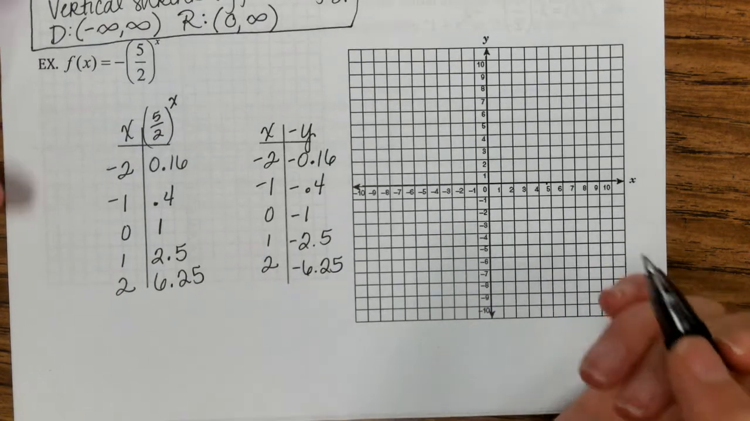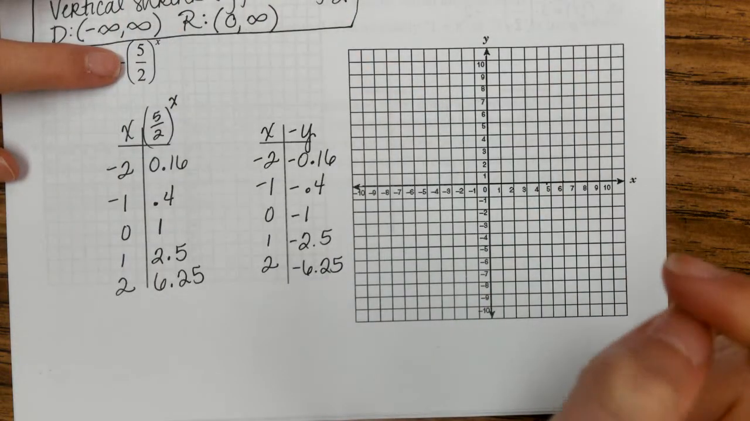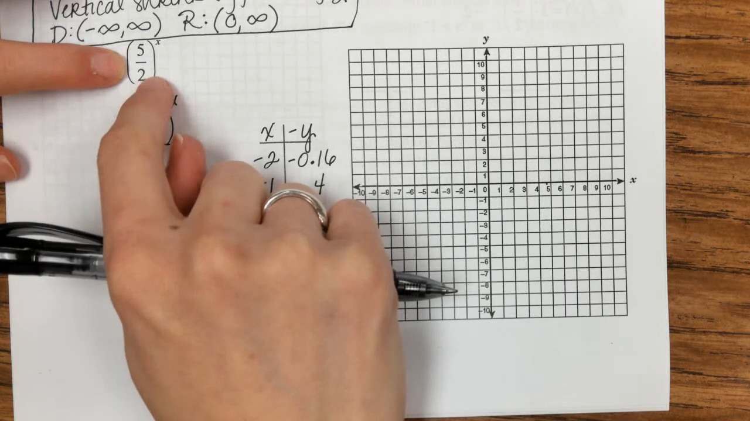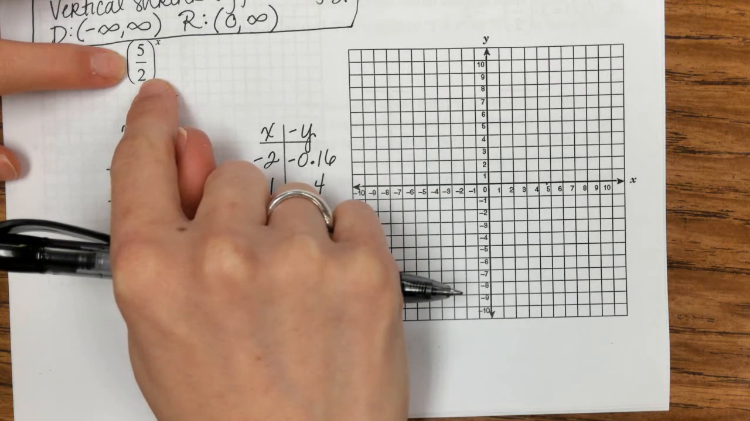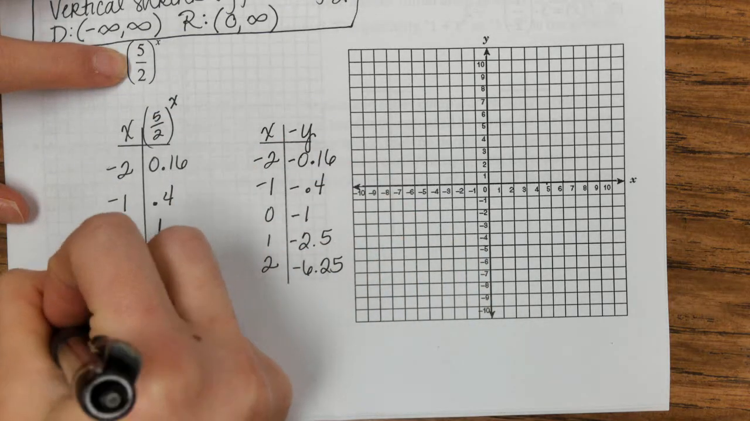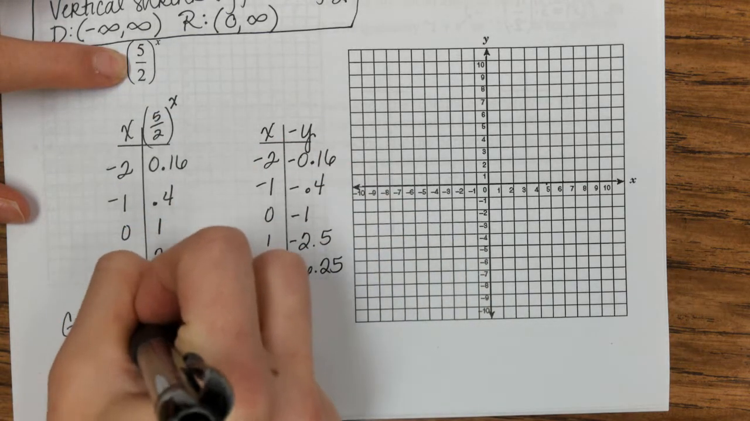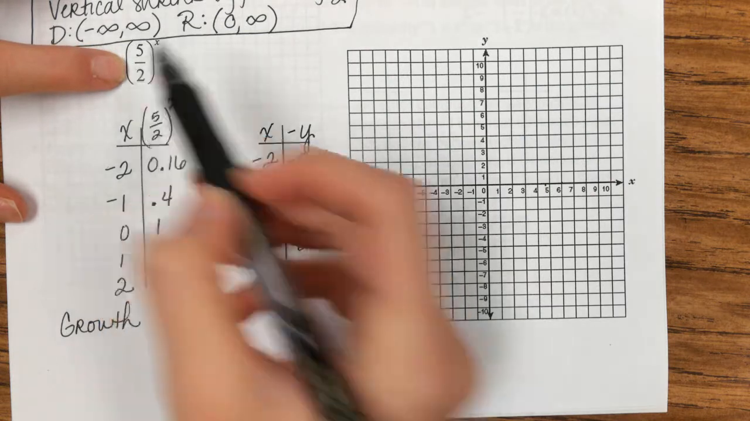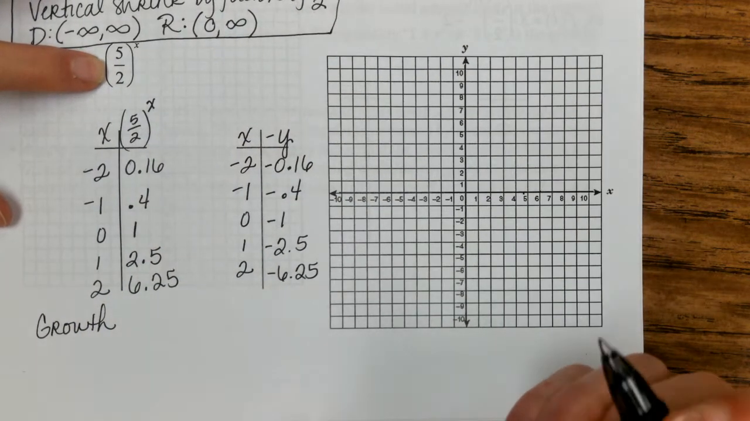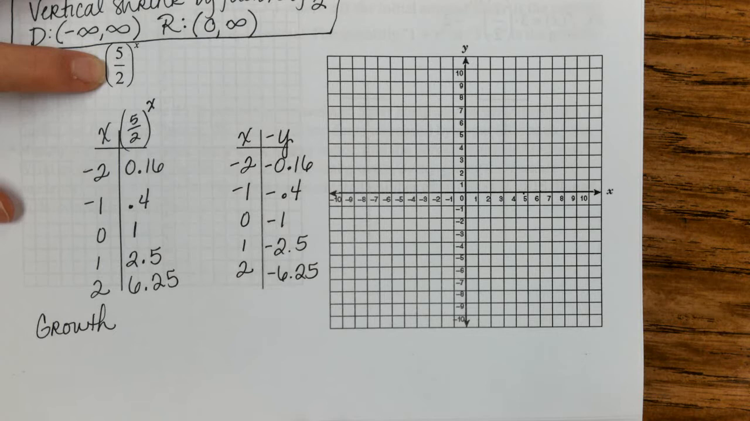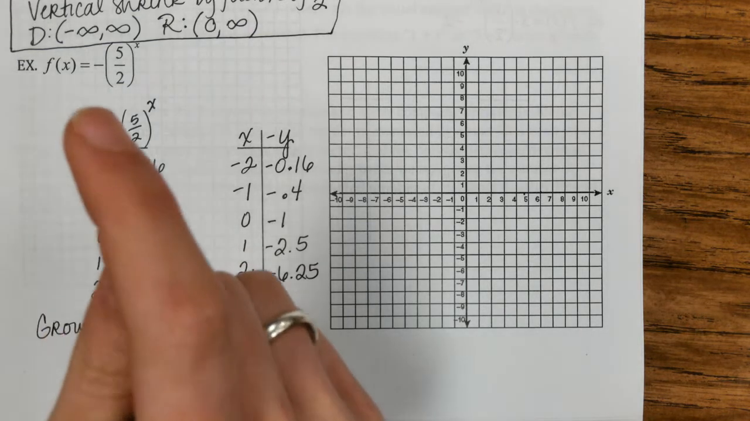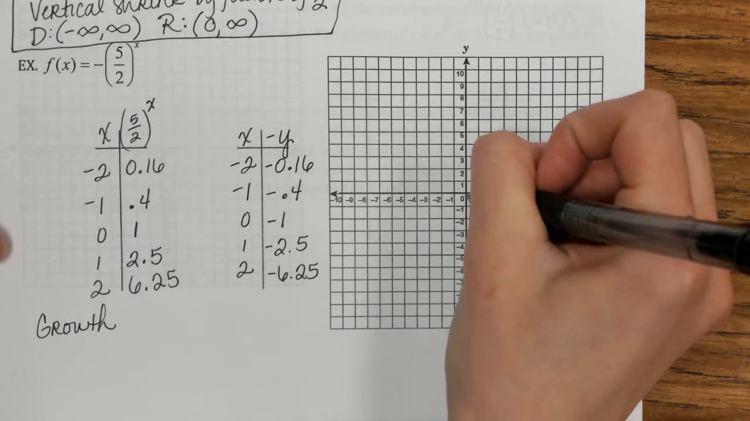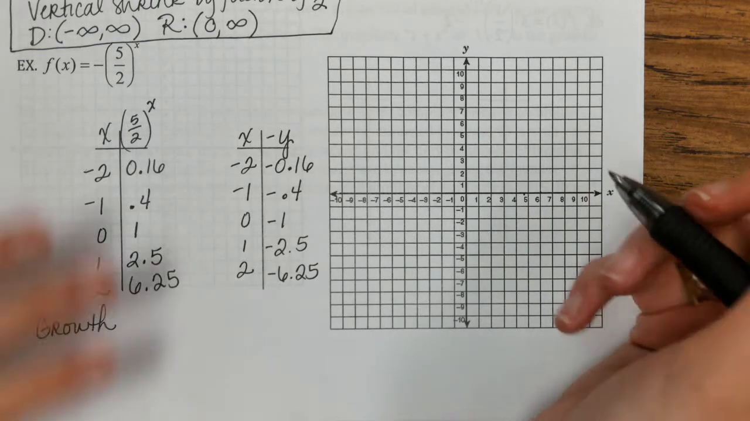So am I having a growth or decay? What's the value of 5/2? 2.5, which is more than 1, right? So that's actually still going to be a growth. When that base is more than 1, that's a growth. I'm reflecting it, so it looks like it's going to be a decay because I'm going to be going down, but really I'm not. It's just reflecting over that axis. It's still not going to be considered a decay.